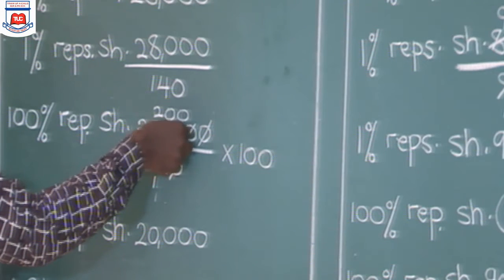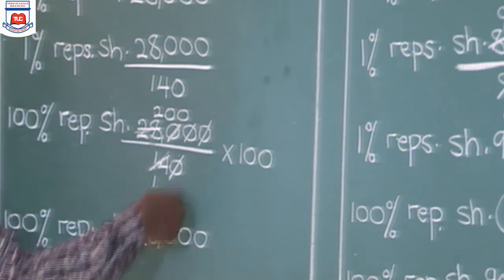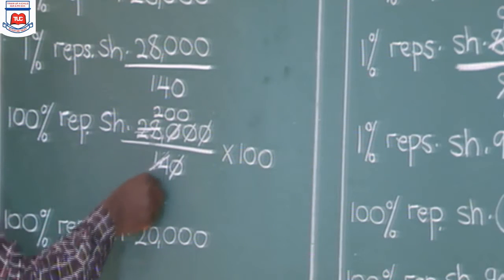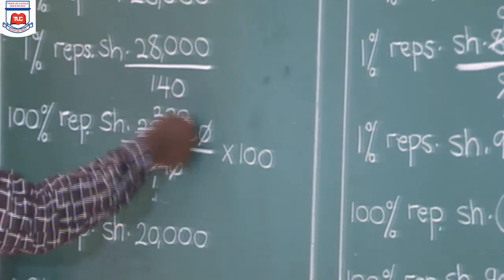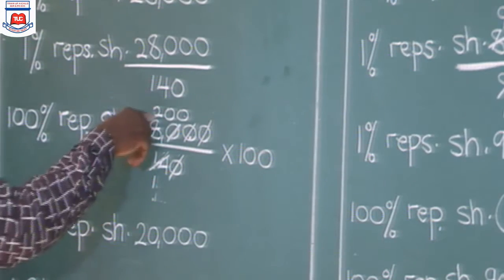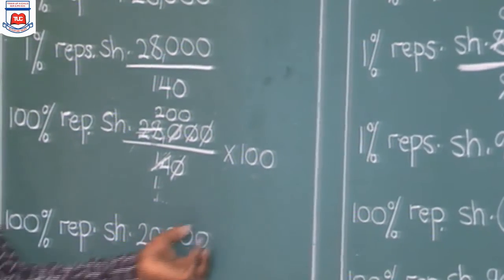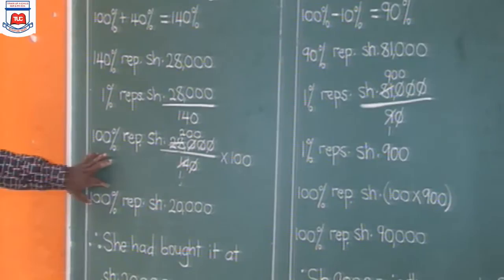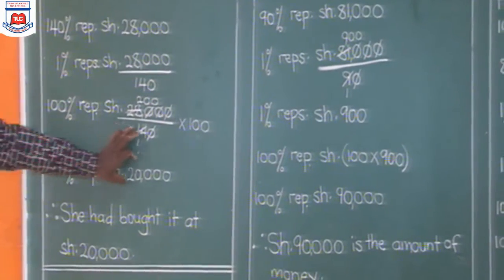Divided by 14. I repeat the division. Wherever you're dividing or cancelling the zeros, you are dividing by 10. We say by 10, by 10. 14 divided by 14 is ones. 28 divided by 14 is a 2. 0 divided by 14 is a 0. And this 0 divided by 14 is a 0. Thereby remaining with 200 times 100 and get 20,000 shillings. So 100%, or the original cost price, or the original amount for acquisition of this shirt represents 20,000 shillings.